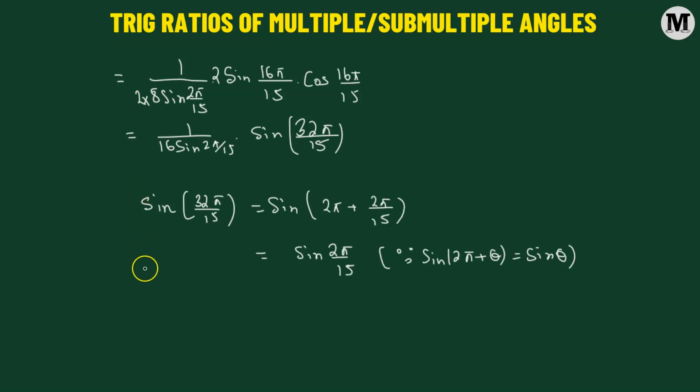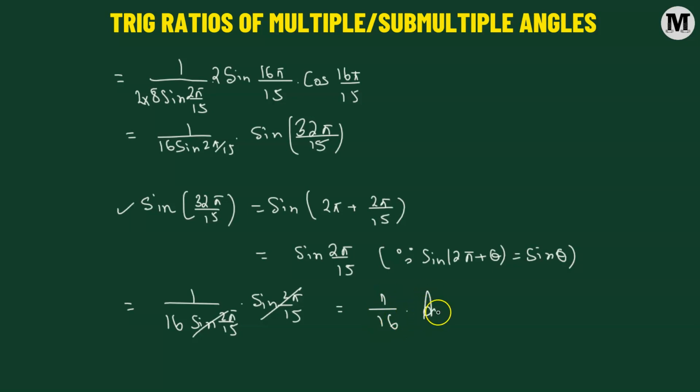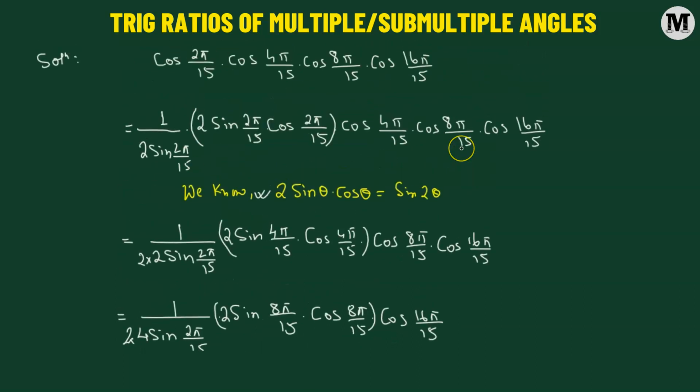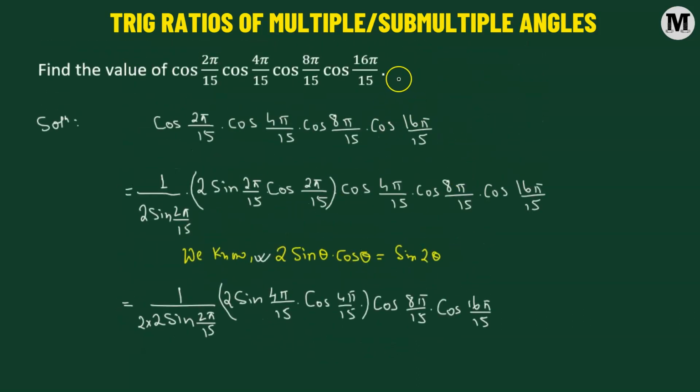Therefore, now we will get 1 over 16 multiplied to sine 2 pi over 15. This is multiplied to sine 32 pi over 15, but here we have shown that sine 32 pi over 15 is equivalent to sine 2 pi over 15. So we can factor out sine 2 pi over 15 from the numerator and the denominator, leaving us with the final value 1 over 16. Now that means the value of the given trig expression is going to be equal to 1 over 16.